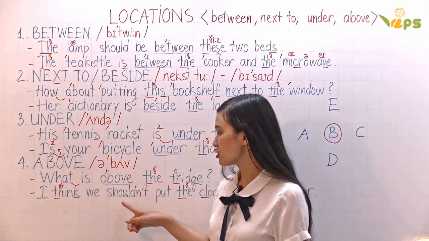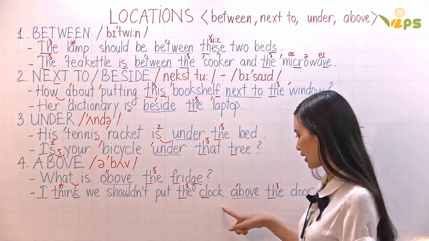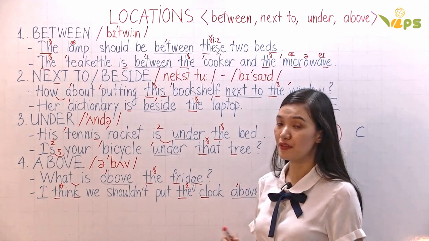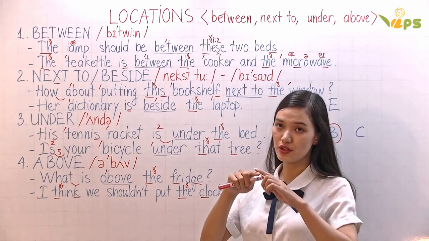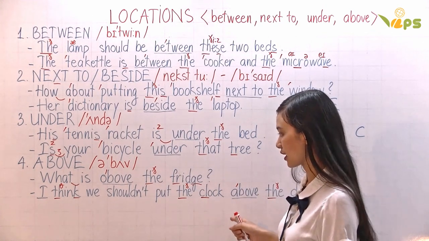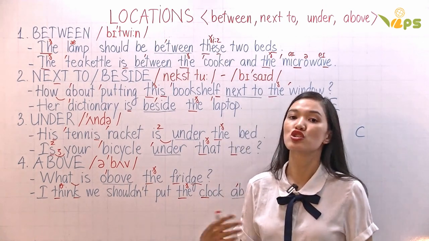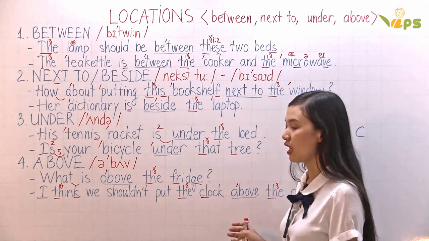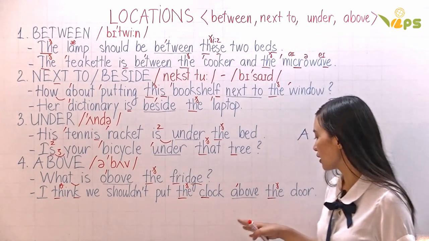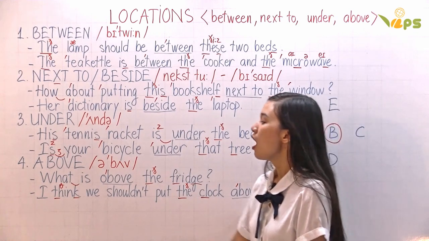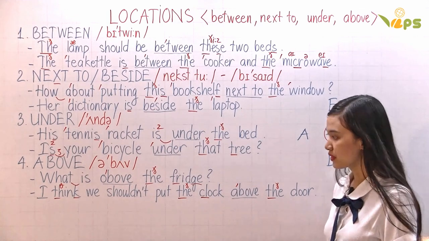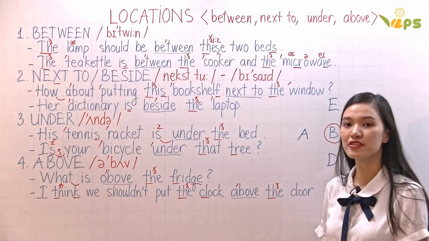I think we shouldn't put the clock above the door. The clock is the thing for you to see what time it is. Shouldn't means should not. I think we shouldn't put the clock above the door. That means I don't think it's a good idea to put the clock above the door, okay?